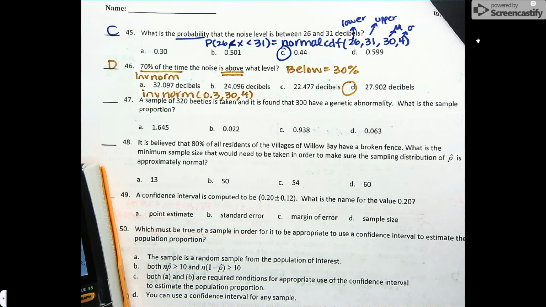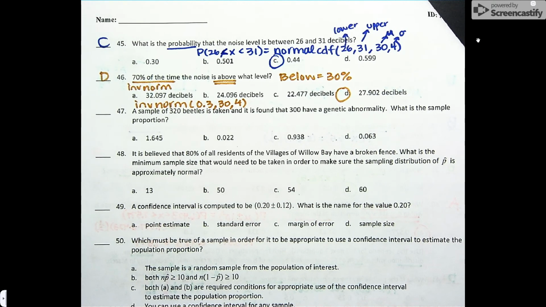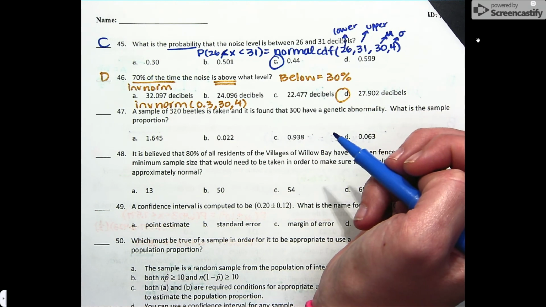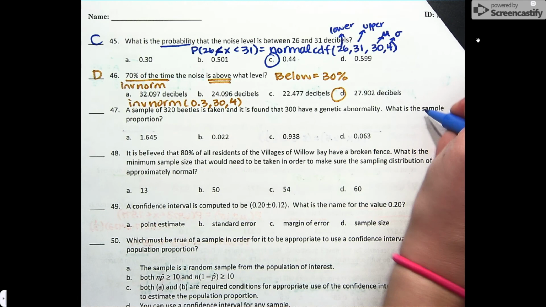Okay, and then the last one, oh no, that was actually my 3 questions. So this is a new question. All right, so number 47, a sample of 320 beetles is taken and it is found that 300 have a genetic abnormality. What's the sample proportion?